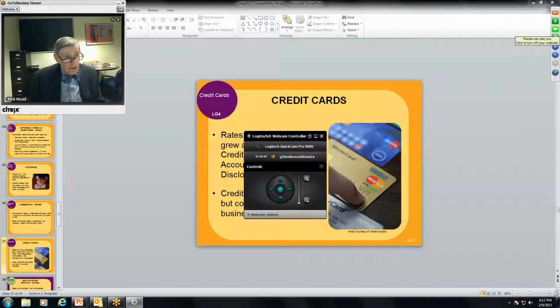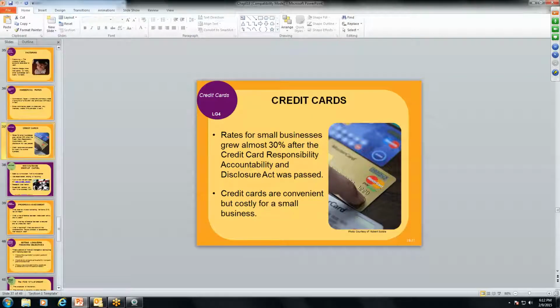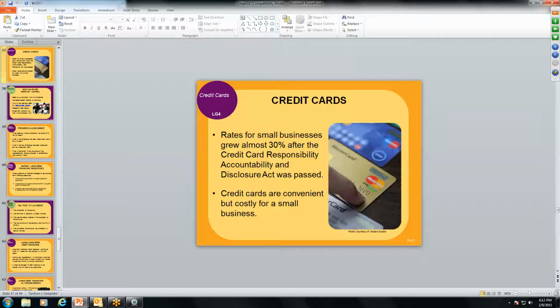So be very careful about using credit cards, whether you have a business or you don't have a business, because it is something that's available. It's tempting, but it's not the right answer.